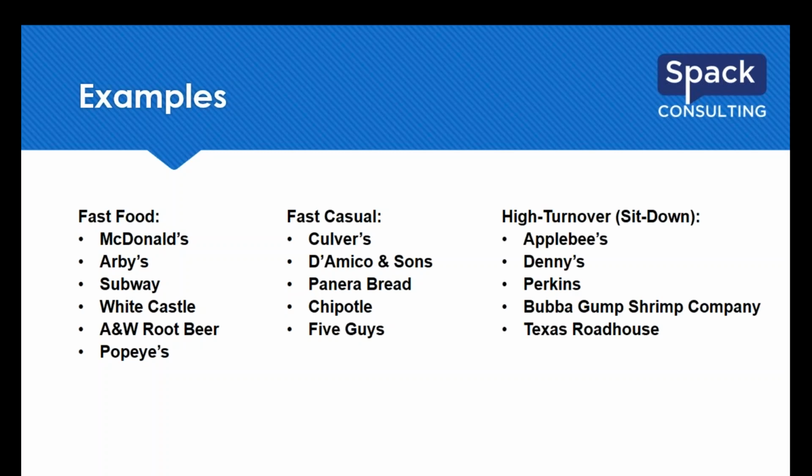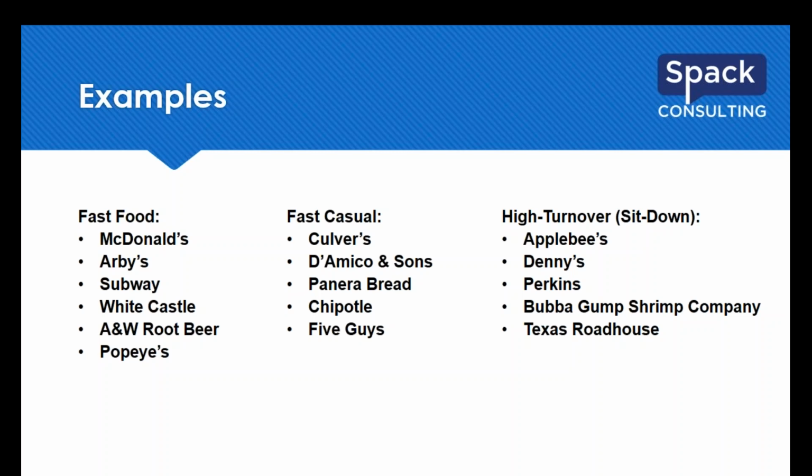Last one in our examples, just the high turnover sit-down restaurants. These ones are a little easier to spot, I think, because you sit down, a waiter comes, brings you a menu, you might have to wait for a seat, and you pay after you eat. So definitely very different than the fast food, fast casual definition.